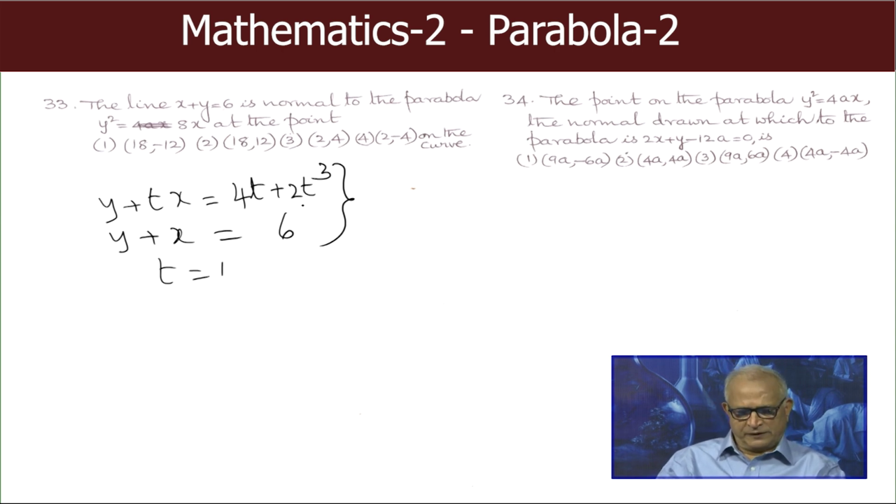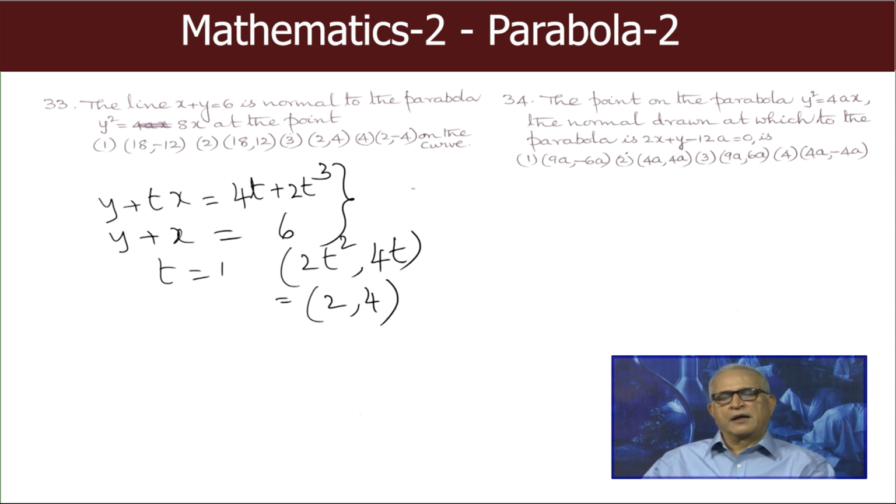So, what is the point for t equal to 1? It is at square, 2at. So, when t equal to 1, what is this point? 2, 4. So, therefore, the point on the parabola at which the normal drawn to the parabola is the same as the line x plus y equal to 6 is 2, 4.